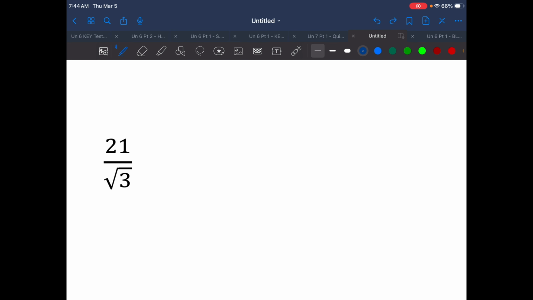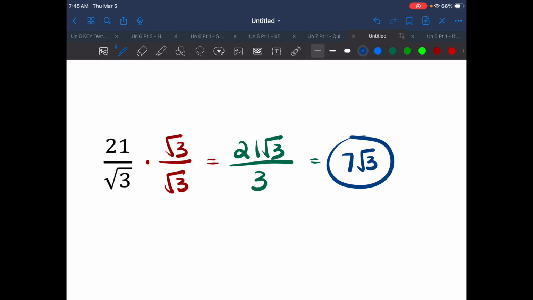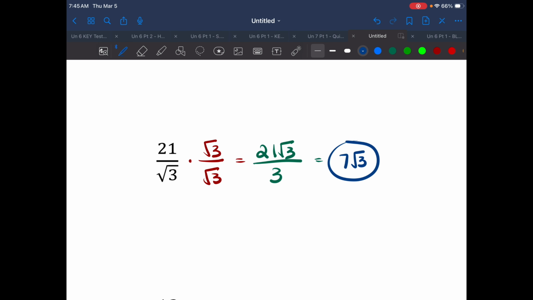Feel free to pause the video if you want to try it first and then check your answers here. But once again, I noticed that I do have a radical on the bottom. I have an irrational denominator, right? So I'm going to multiply by that irrational part. Radical 3 divided by radical 3 has a value of 1. So once again, I'm only changing the look of the fraction, not the value of it. But now I'm going to have 21 radical 3 in the numerator over radical 3 times radical 3, which is 3. And once again, I can divide the coefficient 21 by the 3 on the bottom, and we are finished with 7 radical 3.